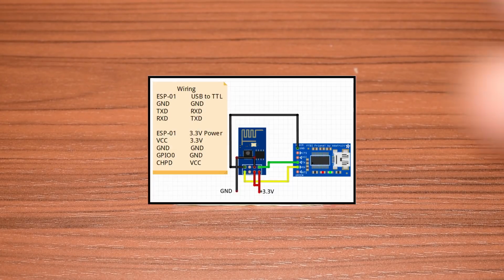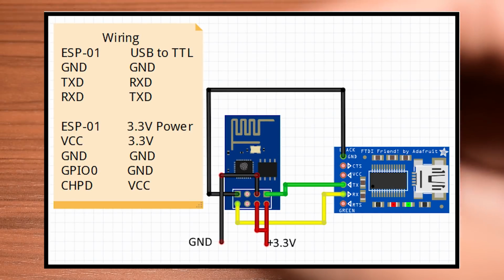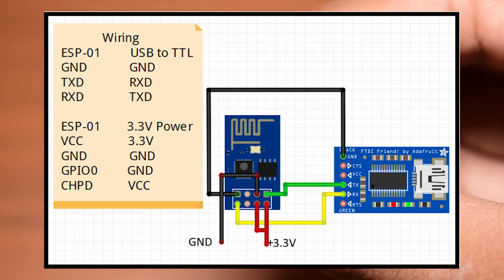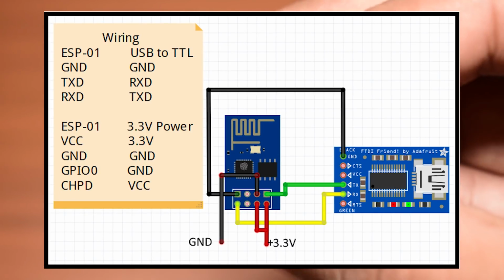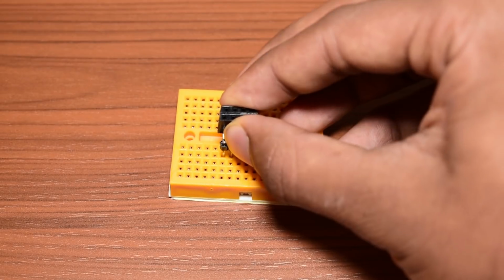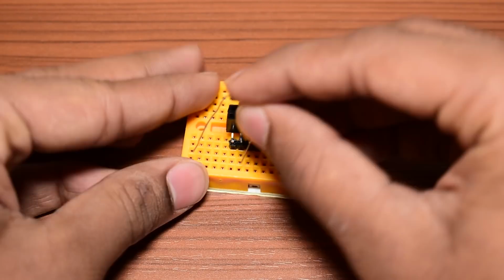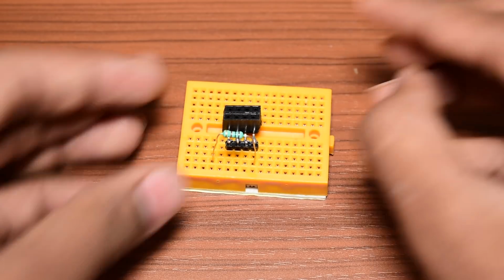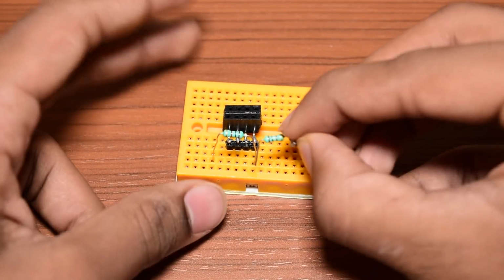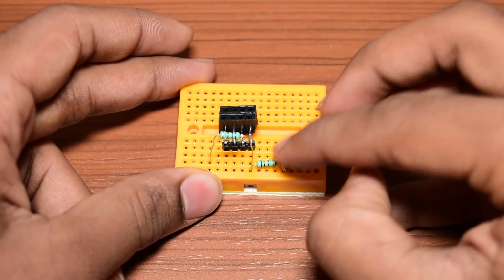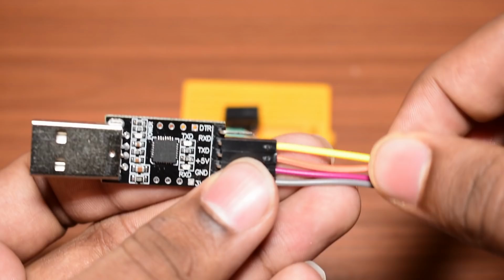To program the module, wire the USB to TTL converter to the ESP01 according to this diagram. I'm making a voltage divider with a 1K resistor and a 2K resistor for providing it with 3.3 volt power supply.